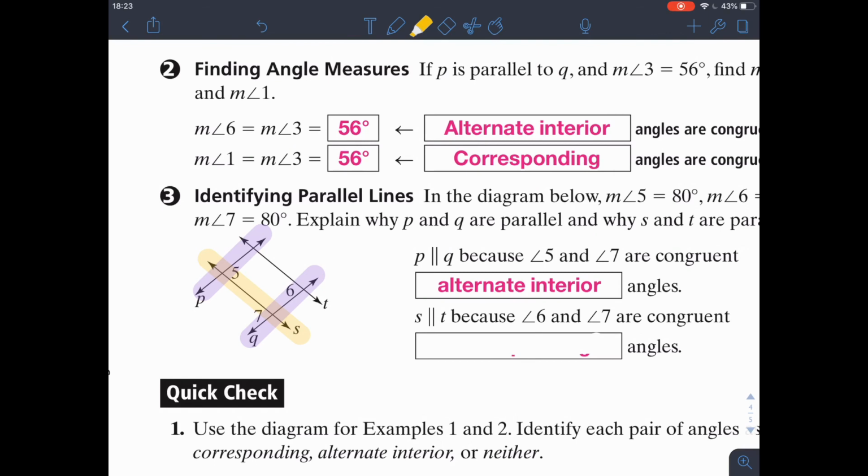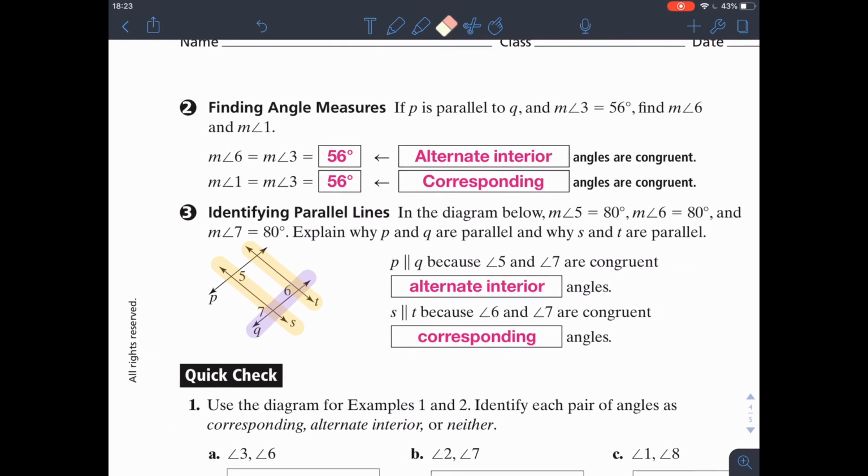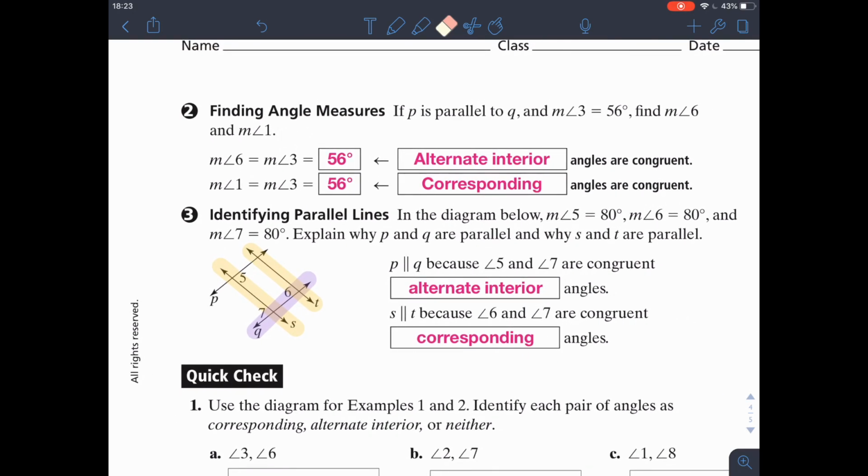Then for 6 and 7, 6 and 7 are actually running with S and T as their parallel lines, and Q cuts through it as a transversal. But what angle relationship do we have here? Well, if I slid 7 and 6 from their lines of either S or T to the other, they'd end up in the same spot, so those are corresponding angles. So since we have a pair of alternate interior angles between P and Q, and then corresponding angles between S and T, that means that all of these lines would end up being parallel.